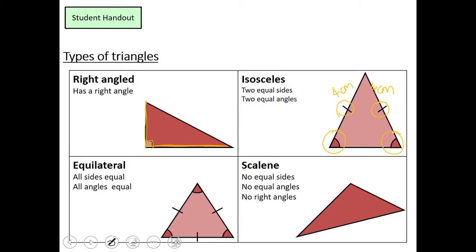The next triangle we're going to be looking at is called an equilateral triangle. All sides are equal, so like the previous triangle, we have these little dashes to indicate that all of the lengths are the same. And because all of the lengths are the same, all of the angles will also be the same. And finally, we have a scalene triangle. As you can tell, none of the lengths are the same. So none of the angles will be the same. And you can see there are no right angles.